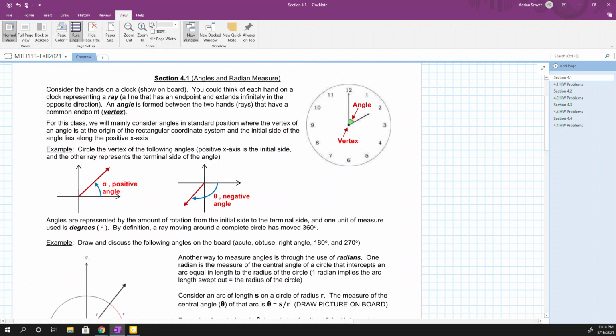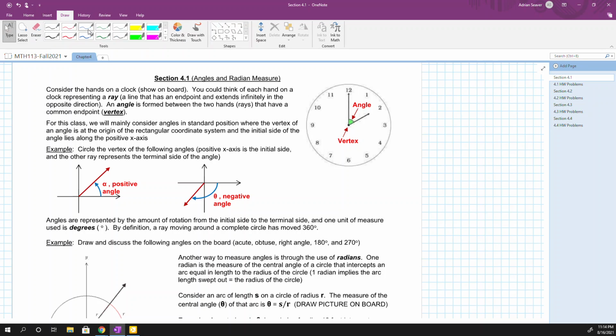We're in section 4.1 here, angles and radian measure. I'm going to get my stylus ready here. In this section, we're really going to start with a definition of what radian measure is, what angles are, and most of you, I'm sure, are familiar with what angles are. As far as angles, we're going to look, for example, at the hands of a clock. The hands of a clock make an angle, and there are really a couple different angles you could look at with the hands of a clock.